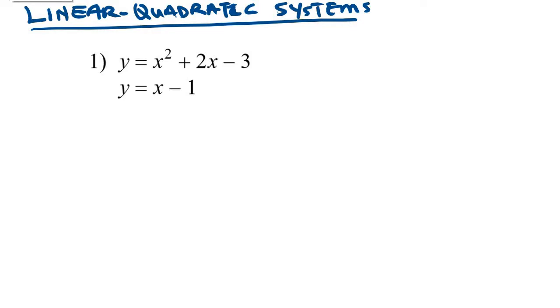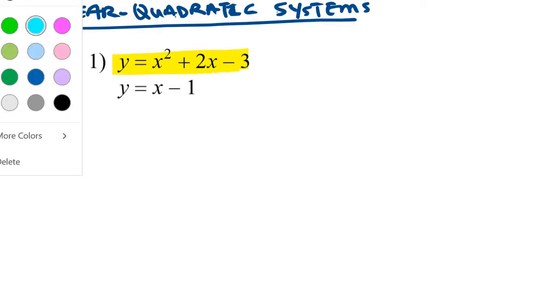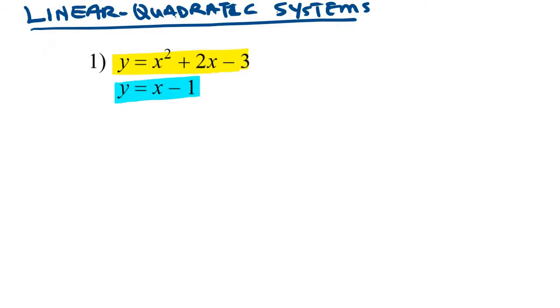In this video, I'll be showing you how to solve a system of equations in which one of the equations is quadratic and the other one is linear. This one is linear, and this one is quadratic. Linear is the blue one, and the quadratic is the yellow one.